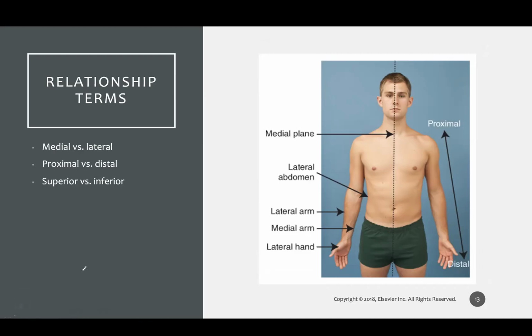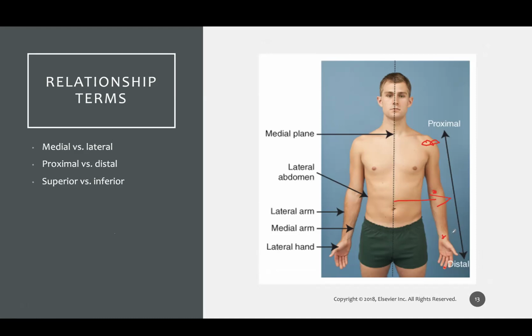So from midline, the further away you get, the more lateral you get. Now, proximal and distal, you'll say that the elbow, for example, is proximal. That the shoulder here is proximal to the elbow. The elbow would be proximal to the wrist and so on. The fingertips are the most distal you can get.